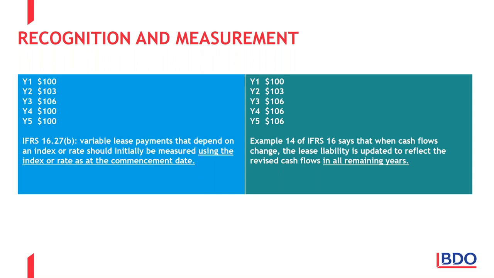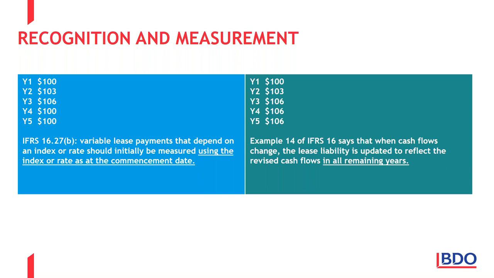Others are saying, example 14 of IFRS 16 says that when cash flows change, the lease liability is updated to reflect the revised cash flow in all remaining years. Therefore, when we go from 100 to 103, all the future ones should be 103 at that stage, 106. And therefore, in year four, we have 106, 106.